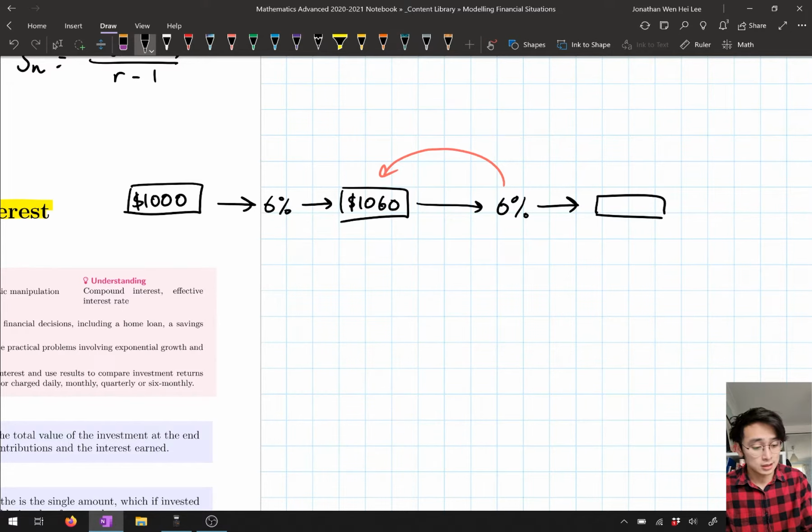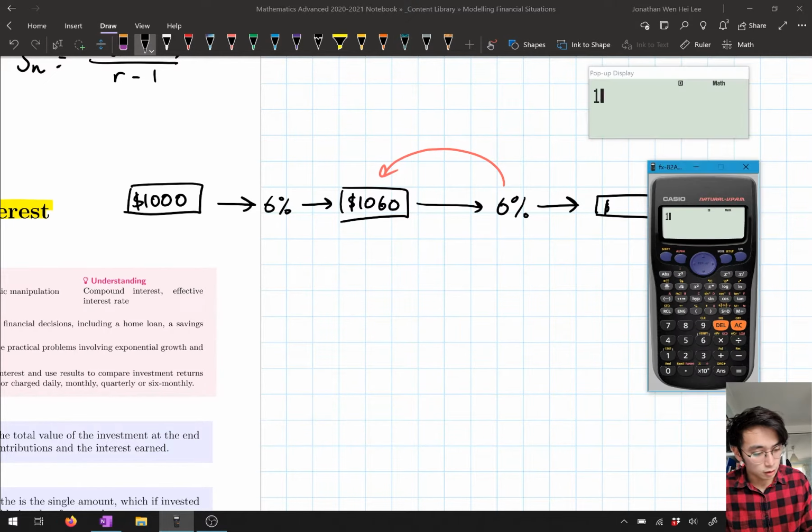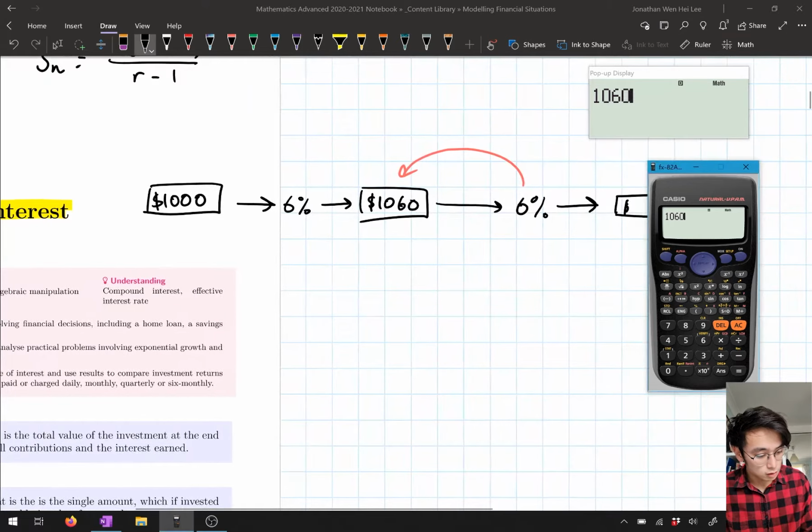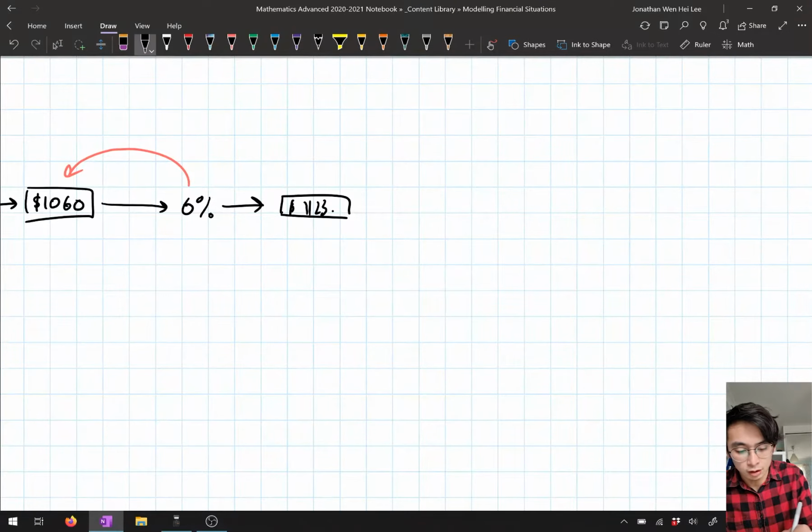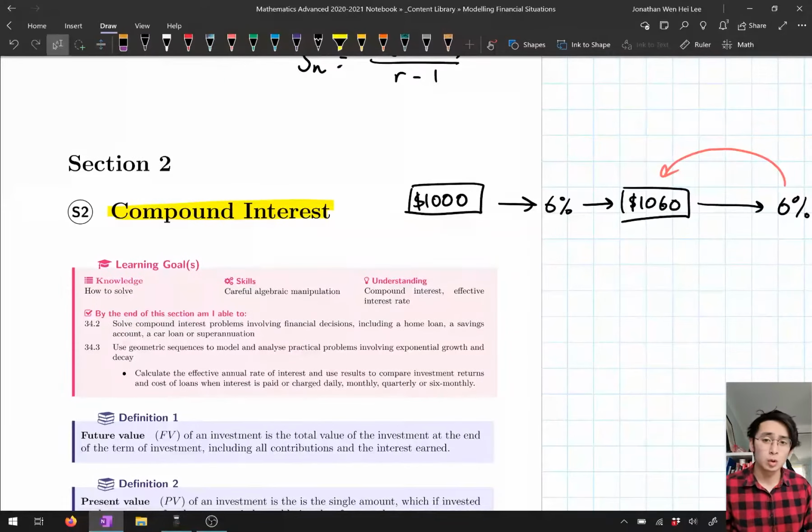So instead of adding 60, we're going to add on, and this is the part where I haven't done this in advance, 1060 times 0.06, which is another 63.60, so adding to 1060 we get $1,123.60. So that's what compound interest is. In this section, we're going to look at solving a few problems with compound interest, and also a few ways that we can calculate compound interest a little bit easier. I'm just going to adjust my mic, sorry. Okay, so that's what we're going to be looking at in this section.